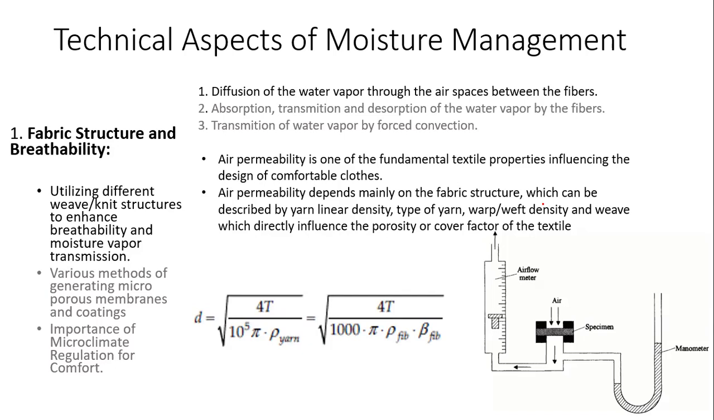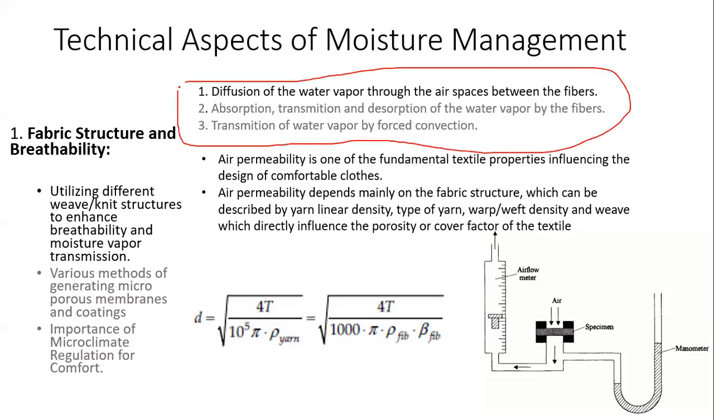Right. So let's look at utilizing different weave and knit structures. When it comes to weave and knit structures, there are technical factors that we need to consider. Fabric structure and breathability is important because it governs the diffusion of the water vapor through the airspace, and also absorption, transmission, and desorption of the water vapor by the fibers, and also the transmission of water vapor by forced convection. Actually, we are looking at three different technical developments in these three areas.